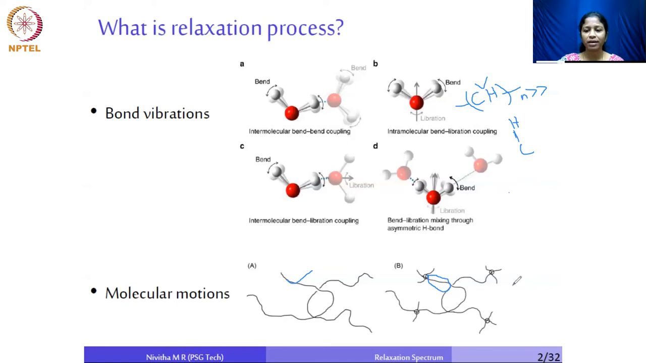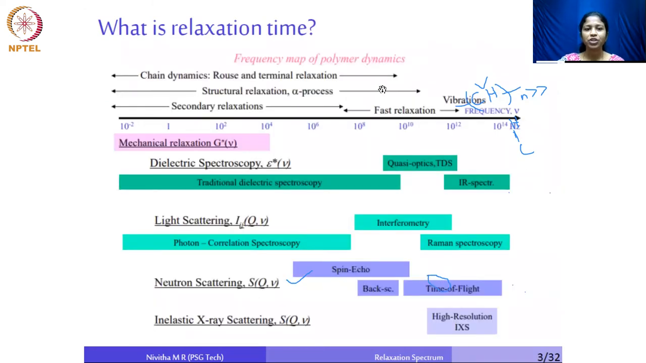Now we'll go to the next slide, which talks about the relaxation mapping. Let us take this particular frequency map, which talks about different relaxation modes in the material. What is the frequency range and which technique could capture these relaxation modes? Say, for example, let's first understand this frequency range. The frequency range varies from 10 to the power minus 2 to 10 to the power 14 hertz.